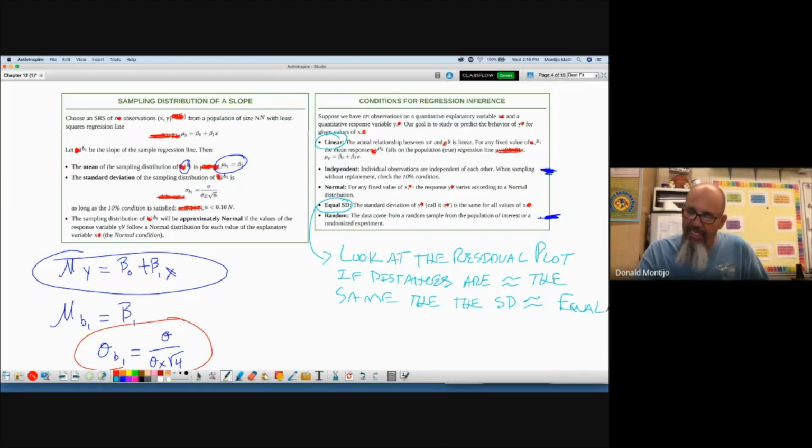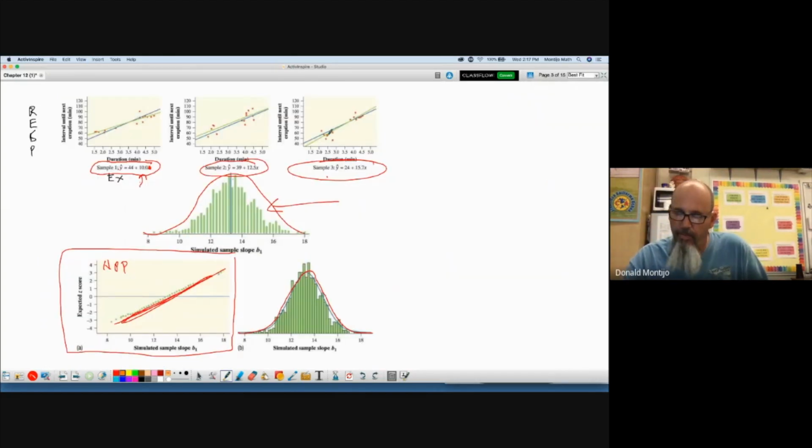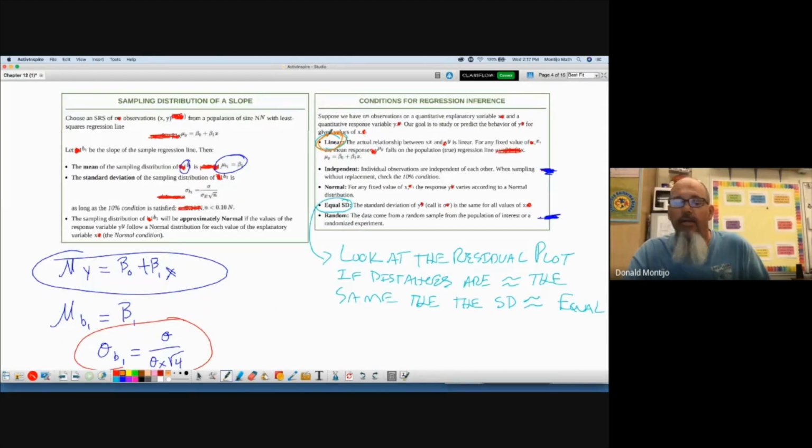And then the other one we need to look at is the linear condition. The actual relationship between X and Y is linear. For any fixed value of X, the mean response, mu sub Y, falls on the population true regression line. How do we check if it's truly linear? If the residual plot shows random scatter, then the data is approximately linear. If there's a pattern in the residual plot, then the data is not linear. So we need to check that condition as well. There's a lot more condition checking here in inference for regression than in our previous inference problems.